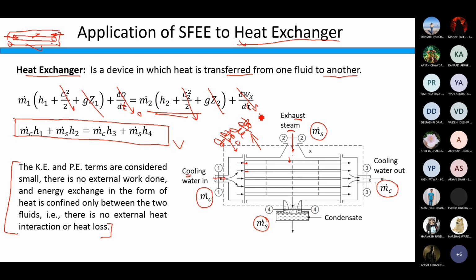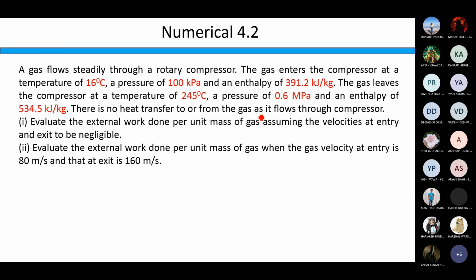Yes, sir. This one, 4.2. So read the problem statement carefully and try to solve this. A gas flows steadily through a rotary compressor. This is a steady flow device. The device is a compressor, a power consuming device. Now the gas enters the compressor at a temperature of 16 degrees C and a pressure of 100 kilopascal.